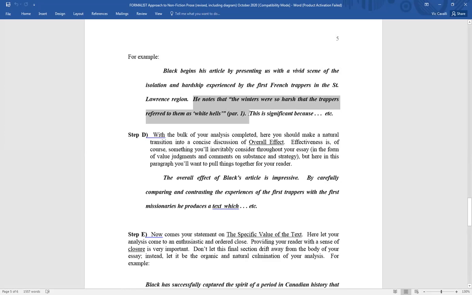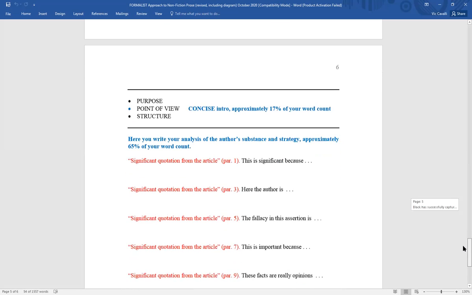Now you don't want to just leave it at that. Why is this important? This is significant because. So this is the substance, and here comes your analysis of the strategy. Why is this important? Why does he refer to them as white hells? What is it he's trying to argue? And you keep doing that. You just keep on doing that, following that pattern, just like you see here. Move right through the essay.